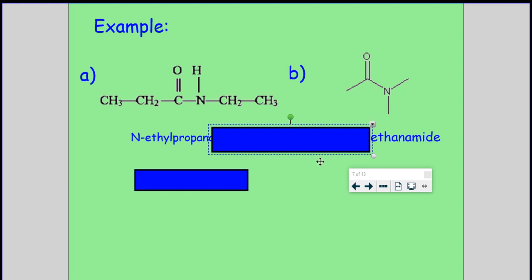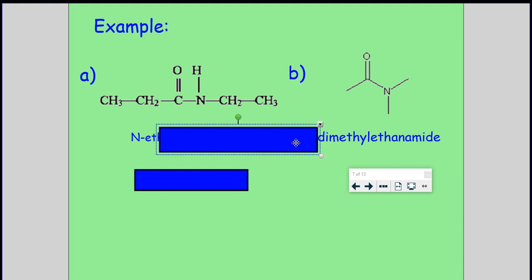When we've done this from the very beginning, the prefix is going to be di, methyl. Two methyls, we get dimethylethanamide. Now we use the N designation, the N locants as well, and you treat them as locants.